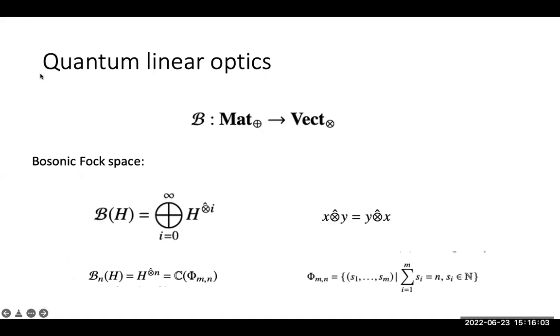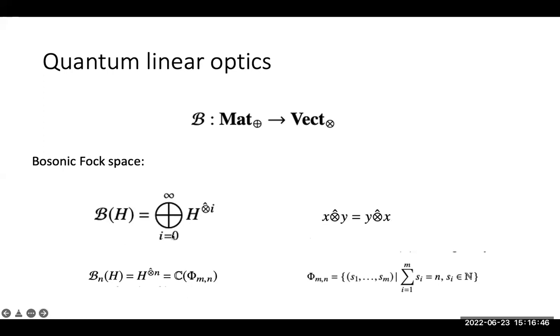We want to quantize these calculi. So we want to quantize the semantics, and we're going to do it by using the bosonic Fock space functor. This is a functor that goes from Mat plus to vector spaces with tensor product or Hilbert spaces. And it's defined on some object, a vector space H of finite dimension, as the direct sum over all i of the symmetrized tensor product of H. So this is the tensor product quotient by the equivalence relation where x tensor y is equivalent to y tensor x.